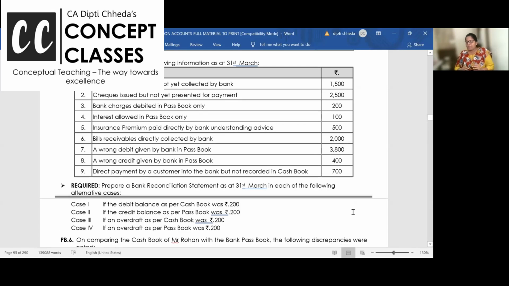This fifth problem, you have to do now in class. Sunil Limited provides you with the following information: check deposited but not credited, check issued, bank charges, insurance premium. Prepare a bank reconciliation statement. If it is a cash book debit balance, you just do it by the first method now. Cash book debit balance. When you deposited the check, debit. So now what you will do? Credit. I hope you are getting it. When you issued the check, credit. So now you reverse it, debit, which is your balance, debit. So debit and more debit, add.